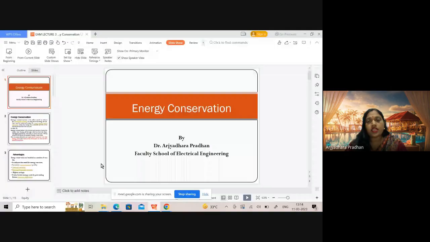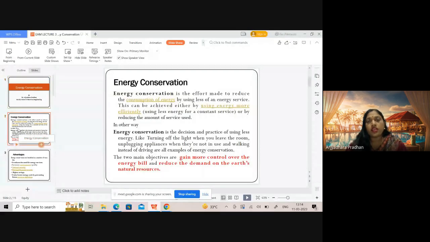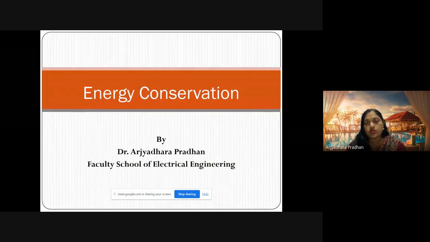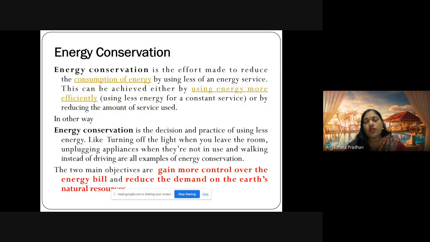So, energy conservation we will be learning. Now, energy conservation is an effort, you can say. It's basically a process to reduce our energy consumption or energy usage. And then we can say that we have to use efficient energy devices. So, energy conservation is the effort made to reduce the consumption of energy by using less of an energy service. And this can be achieved either by using energy more efficiently or reducing the amount of services used.